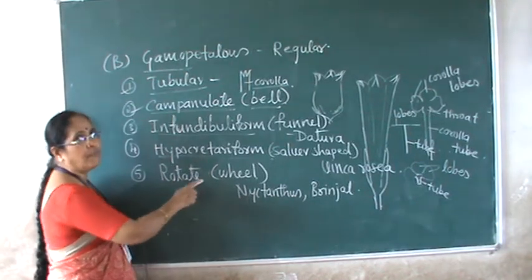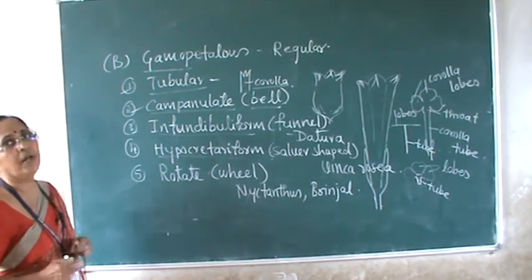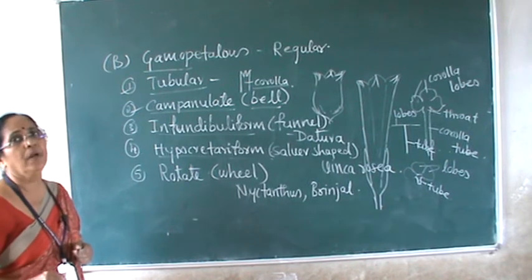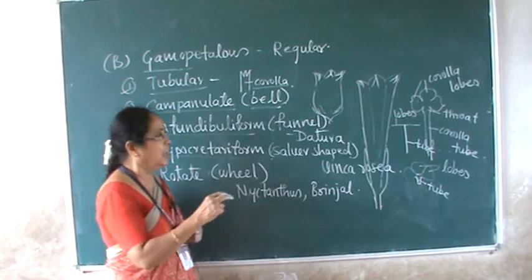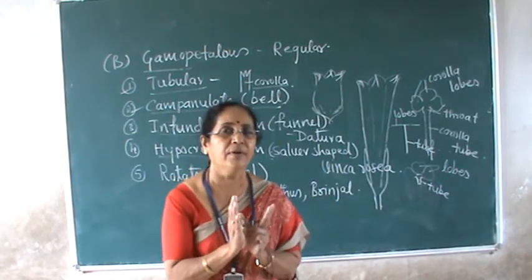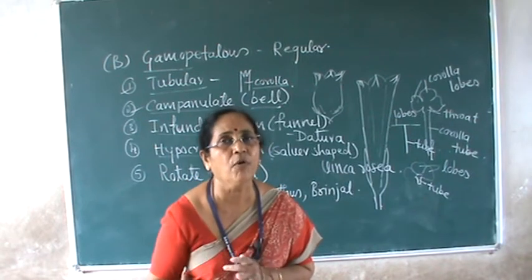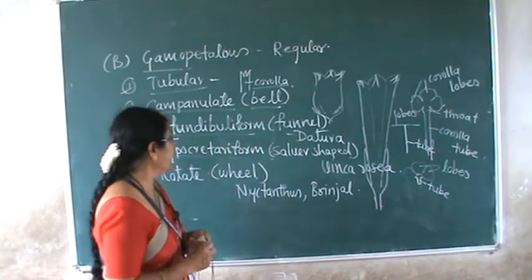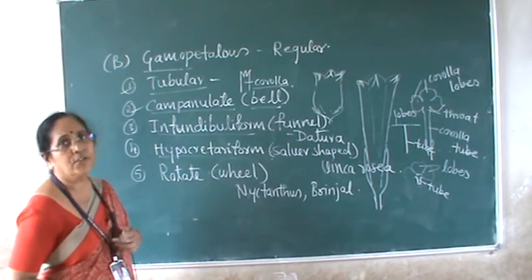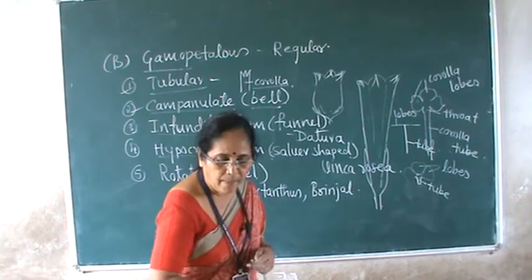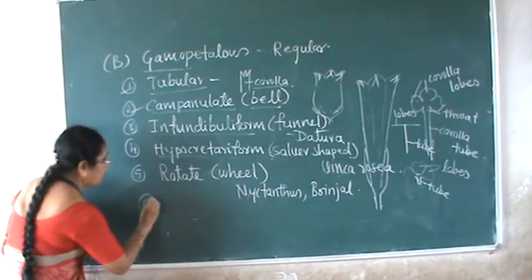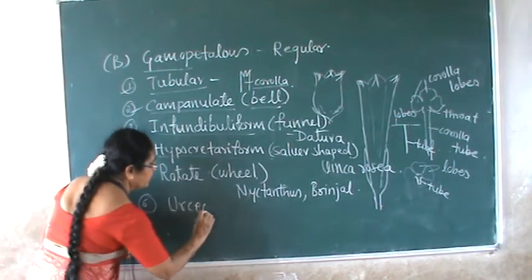Then the fifth is called rotate or wheel shape, exactly similar to the Hypocrateriform, but the difference lies in the size of the tube. The tube is extremely short. The lobes are five only. There are five petals which spread in the outward direction, and it is also attached as the corolla tube, and that is found in case of the flowers of Solanaceae, like tomato, chili, brinjal, and also Nyctanthes is an example for the rotate or wheel-shaped corolla. There is one more called urceolate.